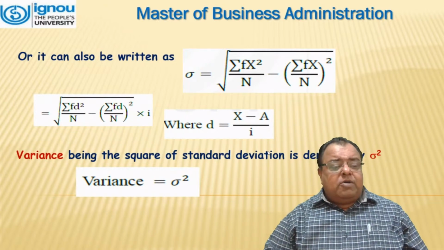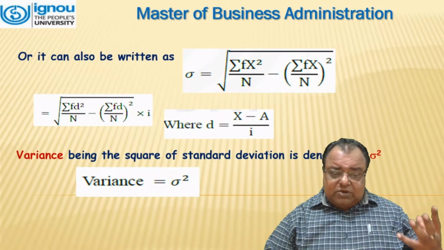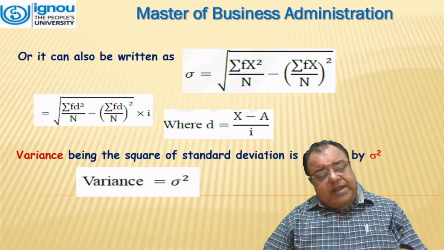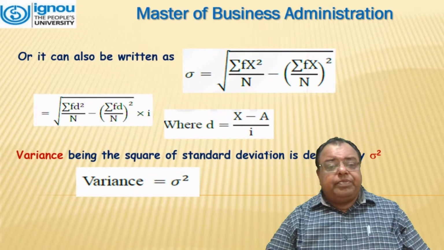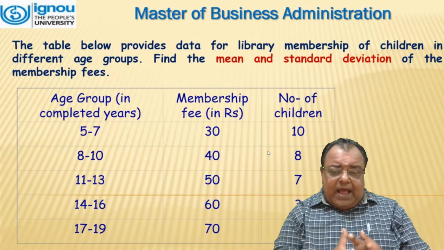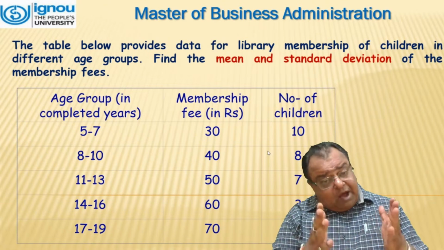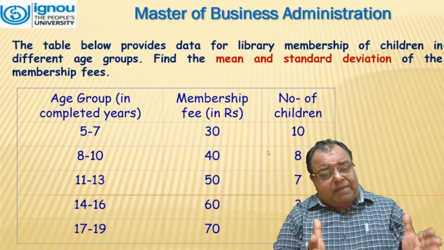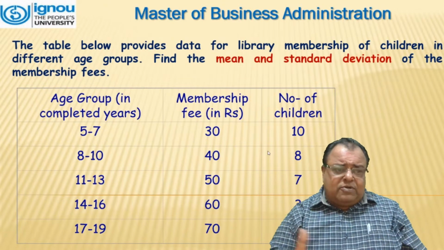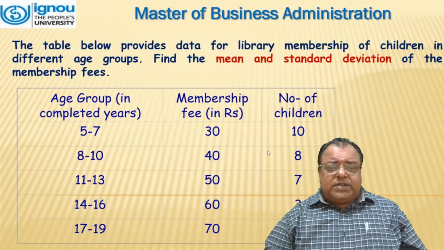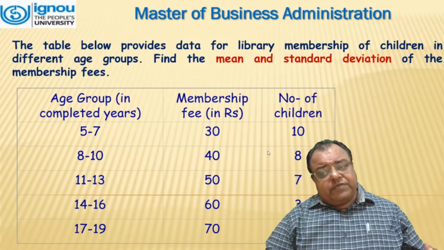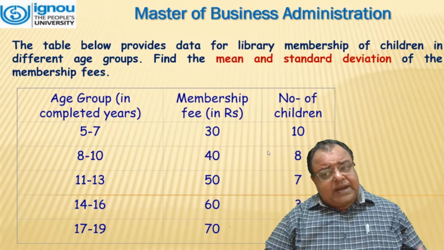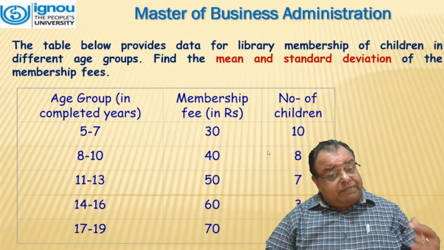And if we talk about variance, it is the square of standard deviation. That is, it is denoted by sigma square. Now, we will see a problem and how the formulas we have discussed are applied to a numerical problem. Suppose the table below provides the data for library membership of children in different age groups. We have to find the mean and standard deviation of the membership fee.